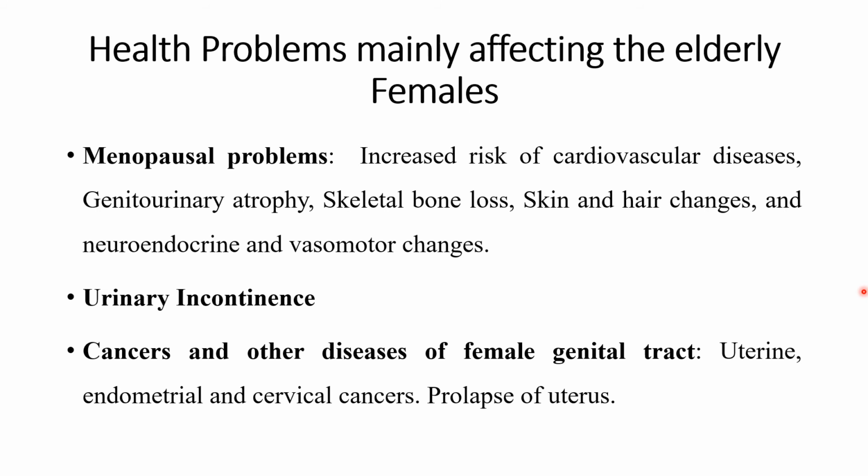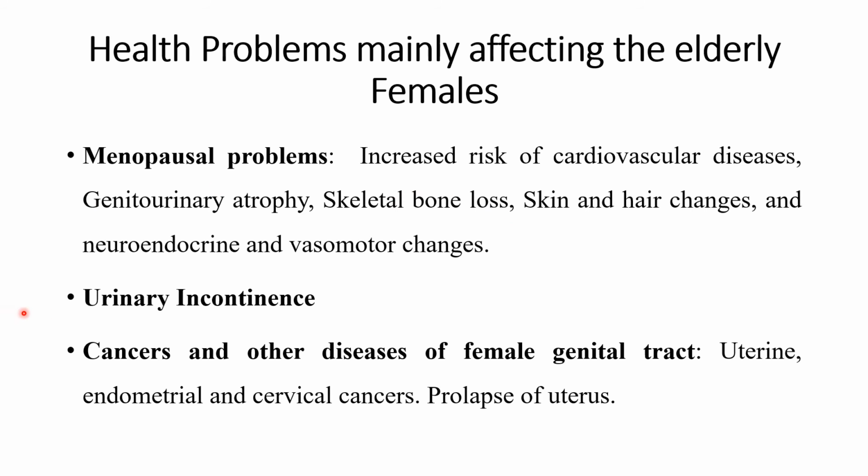Then among the urogenital changes there may be atrophic vaginitis or dyspareunia, that is painful sexual intercourse. Then pruritus vulvae or irritable bladder. And neuroendocrine changes and vasomotor changes, these people may have problems like hot flushes, psychological and mood problems, and these changes affect the quality of life in this age group.